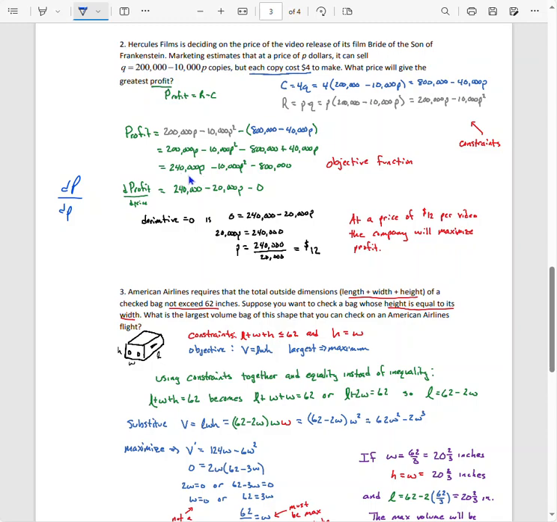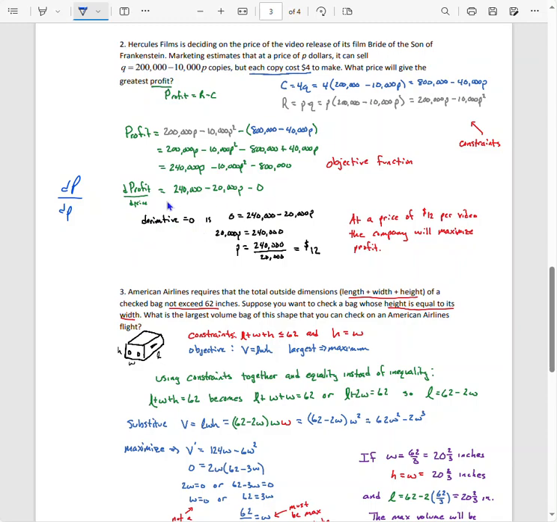Taking the derivative of 240,000 P, where P, the price, is the variable, I'll have 240,000. The derivative of negative 10,000 P squared is negative 20,000 P, and the derivative of 800,000 is 0. Any constant, 8, 80, 800, 800,000, doesn't matter, derivative 0.